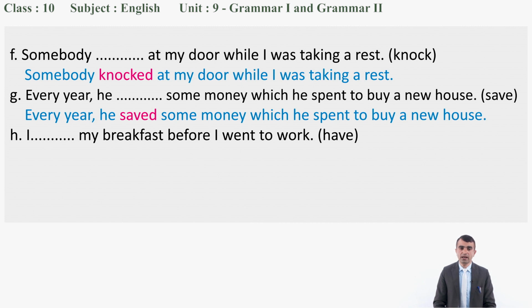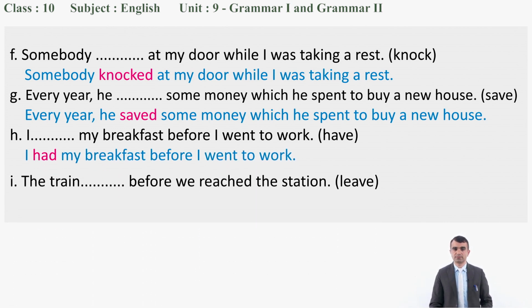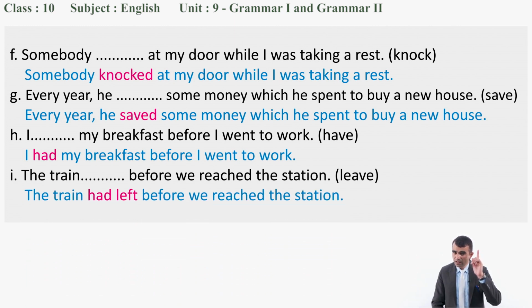I had my breakfast before I went to work. So have is there. So what do you use? I had my breakfast before I went to work. Next, the train had left before we reached the station. Us reaching the station and the train leaving are different events, aren't they? So what do you use? The train had left before we reached the station.